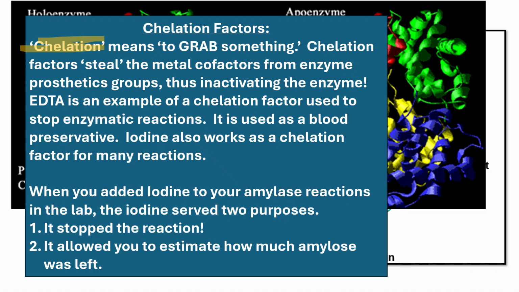Right? And so there are many times when you're doing an experiment with an enzyme and you want to suddenly stop it from working at a certain time, and so you would add a chelation factor. Now in the biology lab, when you did the lab on amylase enzymes, you took 6 test tubes that contained amylose and amylase enzyme, and you let the amylase enzyme hydrolyze the amylose for a few minutes, and then you stopped the reaction by adding iodine.